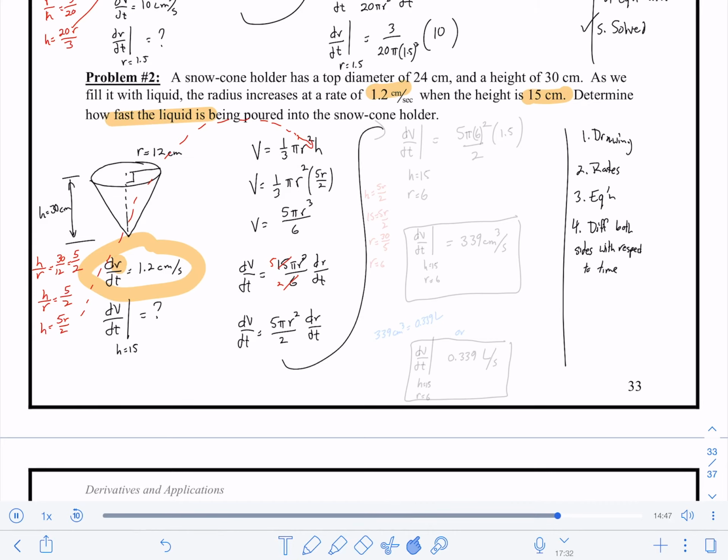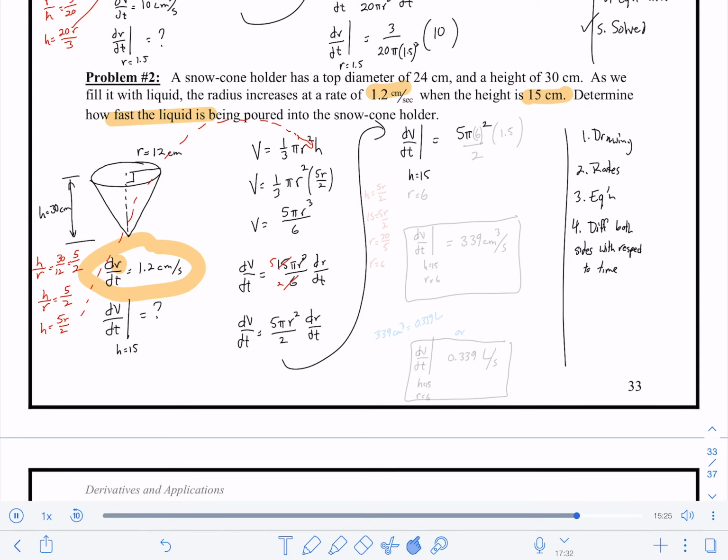And so now I can solve for dV/dt evaluated when h is 15. And I think you're going to see a little problem here, because there's no h's in here. It's only r's. My pen has quit on me here. Let's see if I can get it back.